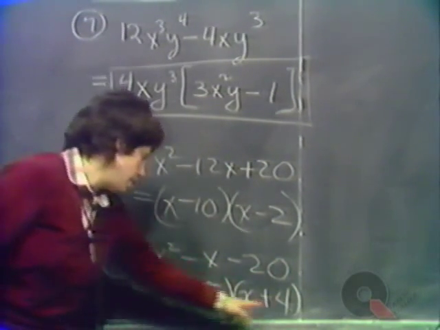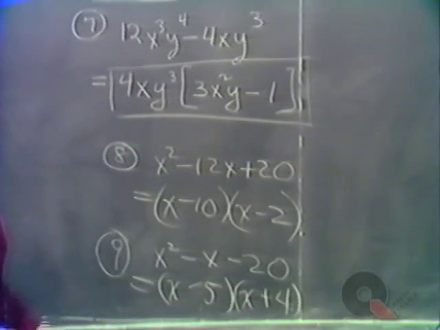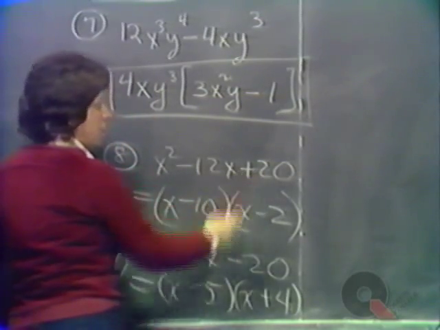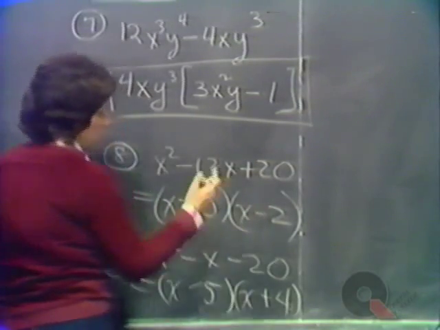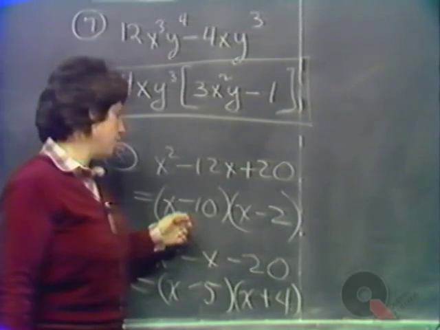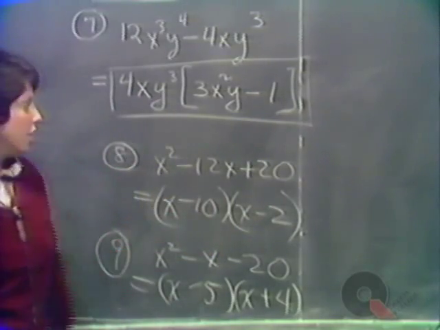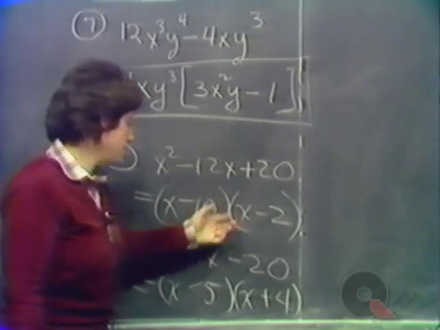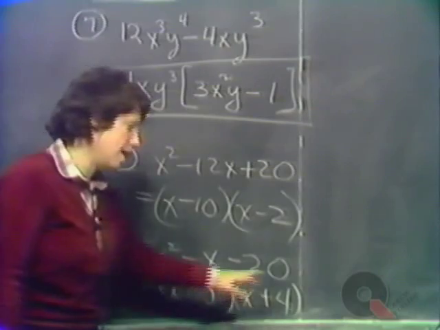Okay, giving us x squared plus 4x minus 5x is minus x, and then the minus 20. You should note that if the last term here is positive, that means you're going to have either two positives or two negatives. So for FOIL, you'll have terms that have the same sign. You'll have minus 2x and minus 10x. You'll be adding terms with the same sign, whereas here, since the product is minus 20, one is going to be positive and one is negative.